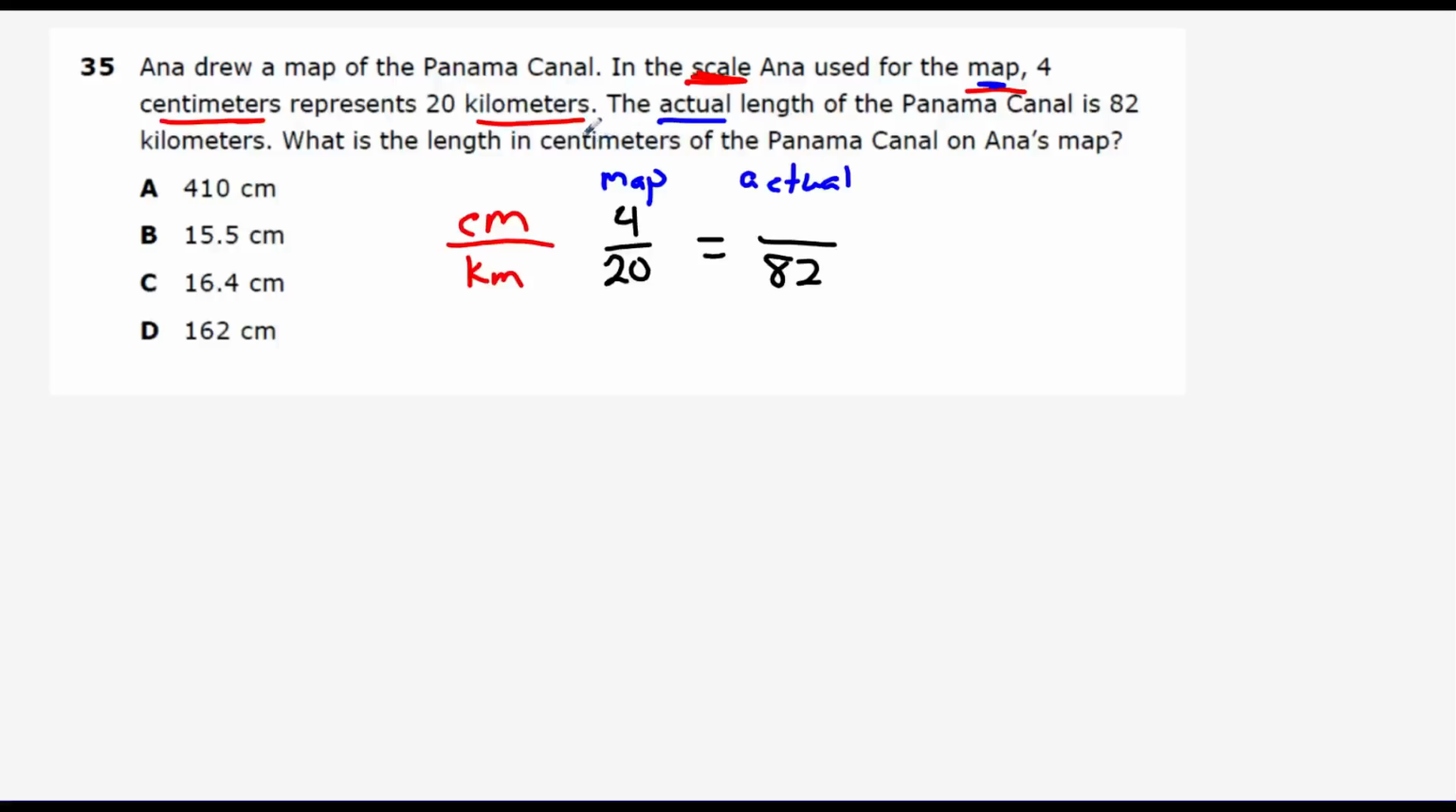Did I just mess this up? Hold on. Okay, hold on. I missed a word here. I don't really want map here. That's not accurate. I want to put the scale. Sorry. Misquoted myself or something? We're looking for how many actual centimeters. I don't like this key anymore. I'm not happy with it. But we set it up right. Centimeters, kilometers. That's the important part. We got centimeters on top, kilometers on the bottom.